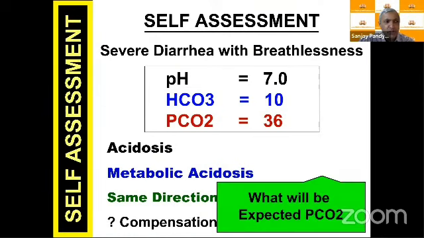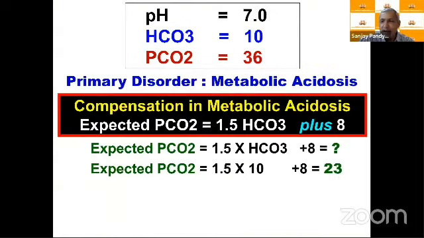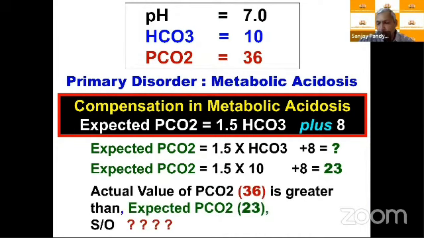So, which formula will you use? Winter's formula. Yes. So, it is 1.5 bicarbonate plus 8. So, the expected value of PCO2 will be how much? 23. Now, the actual value of PCO2 is 36. So, instead of 23, the actual value is 36, much greater.